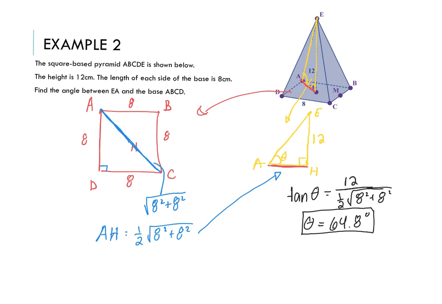Again, many different ways of getting to our AH. What you could have decided to do instead is create a smaller right angle triangle where both of these are 4, and then you would have got your AH using Pythagoras theorem as well.